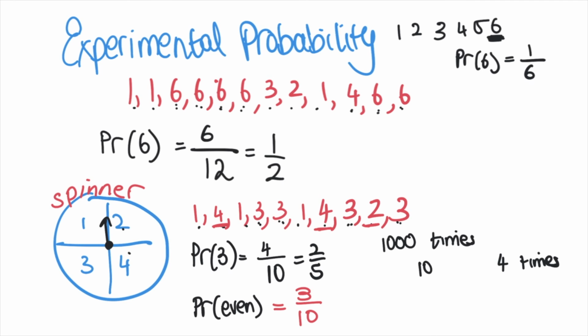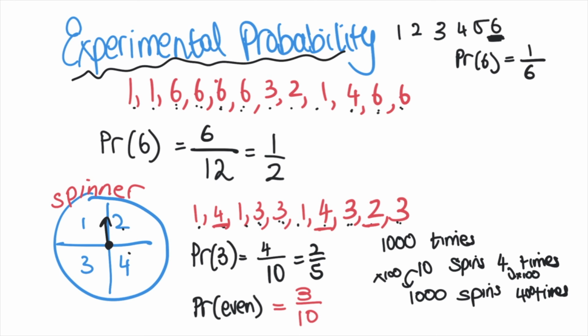I say 10 times, I'm going to take 10 spins. We got 4 times. But now we want 1,000 spins. Well, that's just 100 times more, isn't it? So maybe we should times this by 100. That means we would get it 400 times. Oh my gosh, not 4 times. So this is showing how we can use the experimental probability to find out what might happen if we were to do an experiment multiple times.